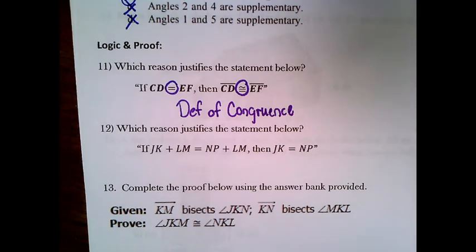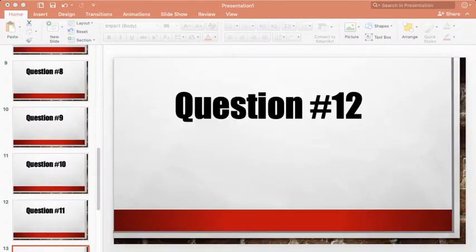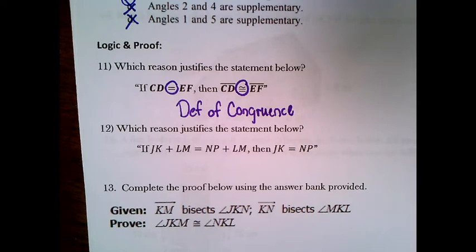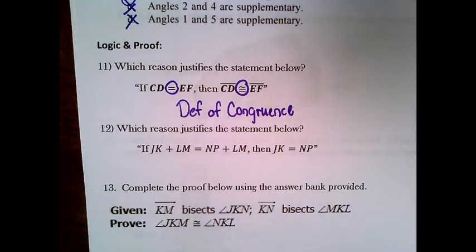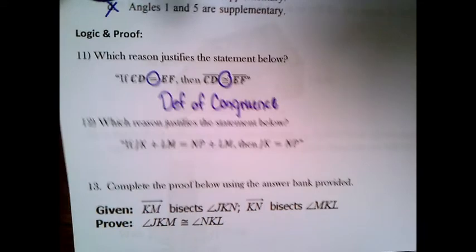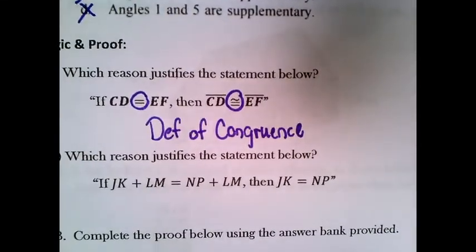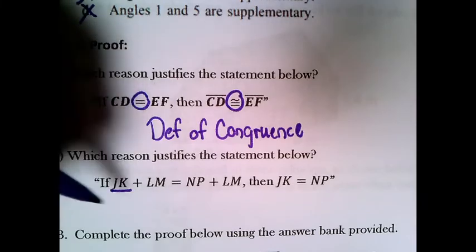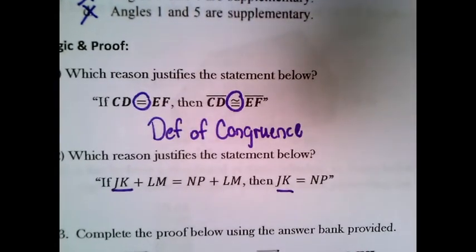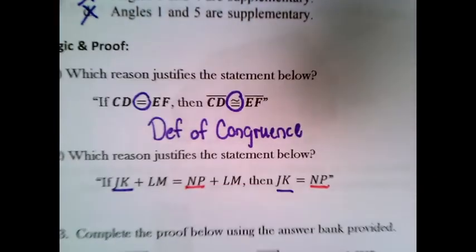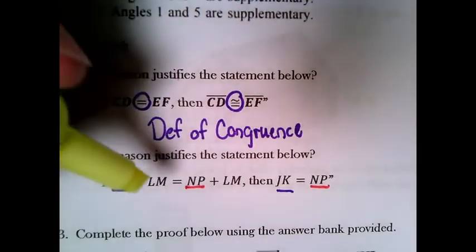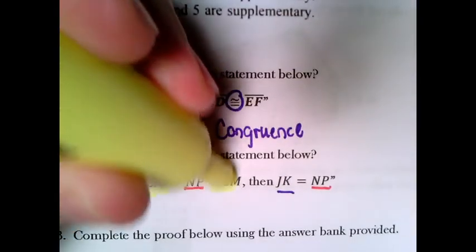Okay. Alrighty. So now we're on to question 12. Question 12 says, which reason justifies the statement? So when I look at this, I'll zoom in a little bit. There's a key here. I see JK here, and I see JK here. I see NP here, and NP here. And then I see plus LM and plus LM here.